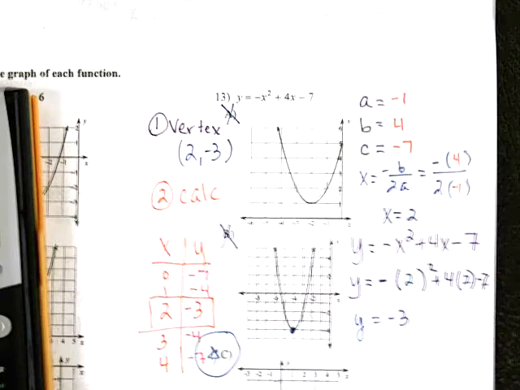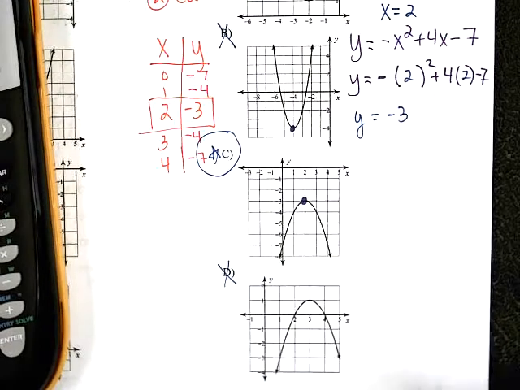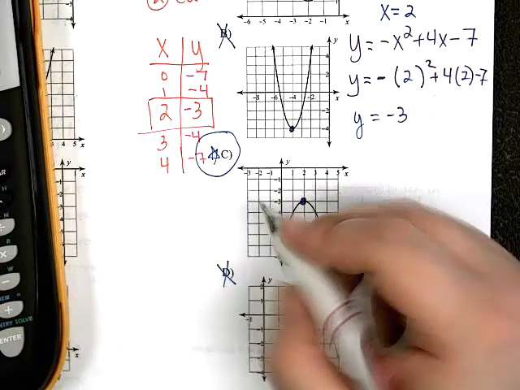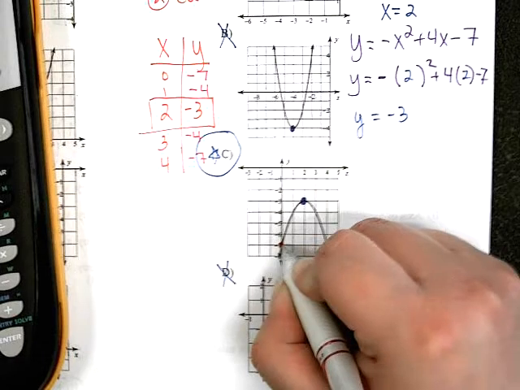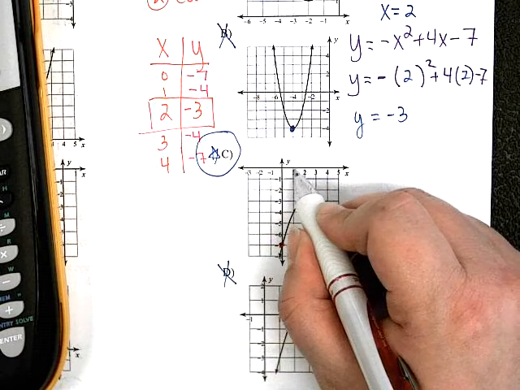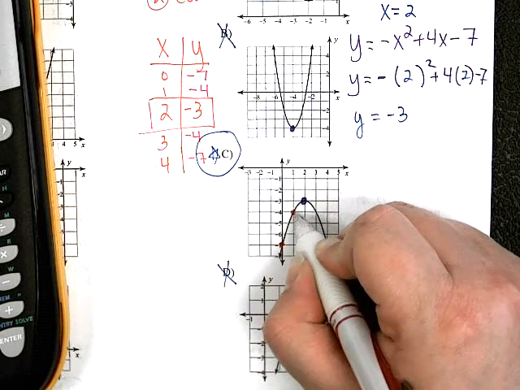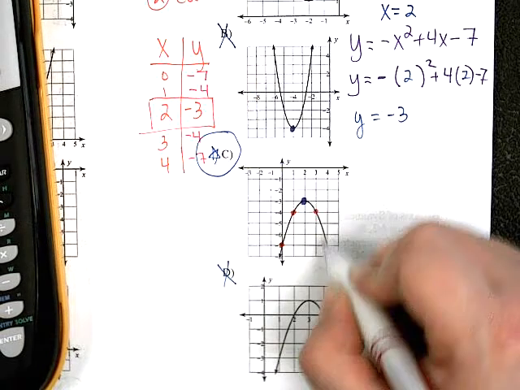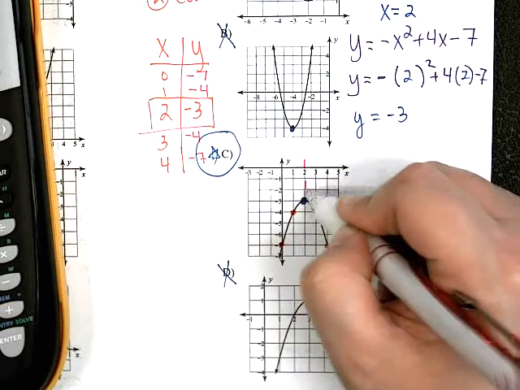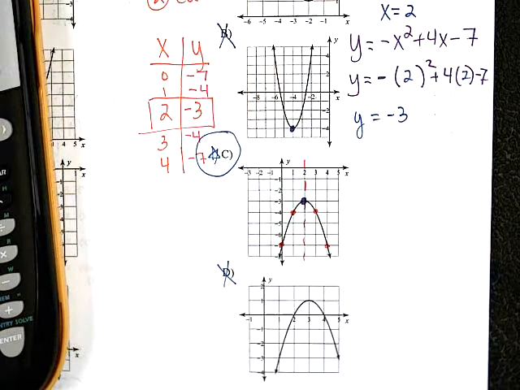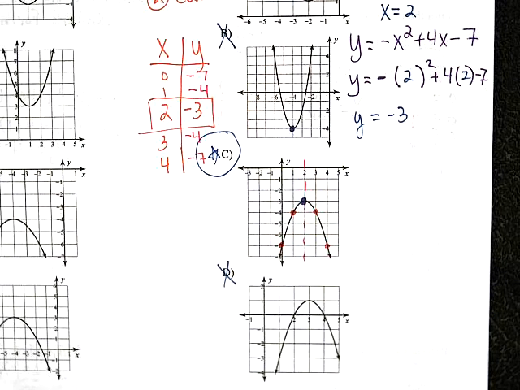So we can check those values on our graph and make sure that they work. So 0, -7 is right here on my graph. 1, -4 is right here on my graph. And then my values just flip on over my axis of symmetry. So I know that that's the right answer. Okay, so that's how you want to do that question.